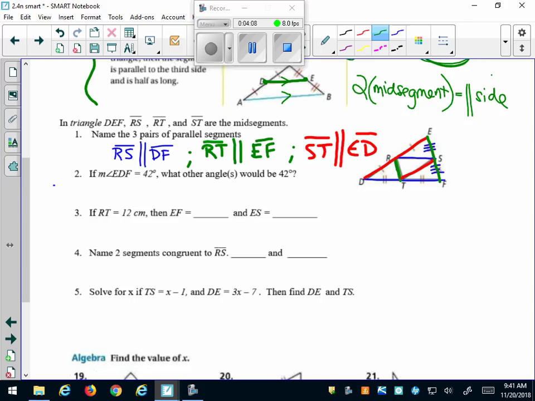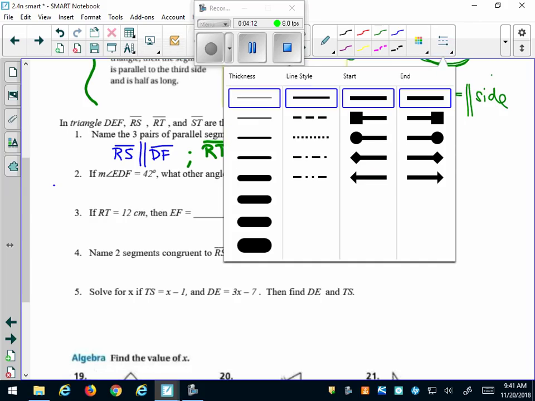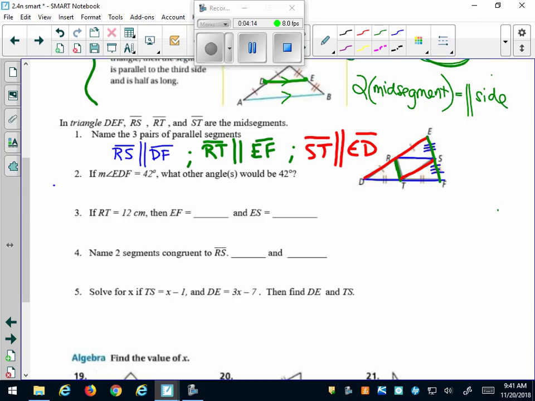Okay, now again, since they're parallel, it's going to give us some information about some angles. So this one's asking us if the measure of angle EDF, D is the vertex. That's this angle right here. So the measure of angle EDF is 42 degrees. What other angles would be 42? In other words, what other angles would be congruent to that yellow angle there?